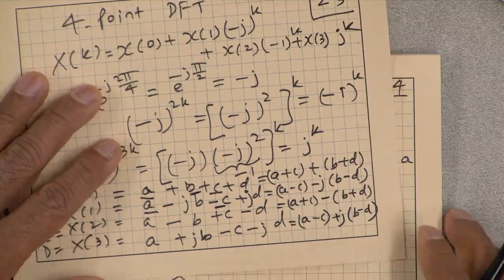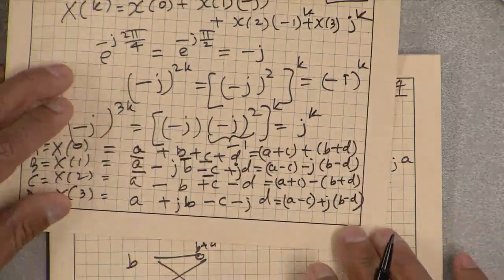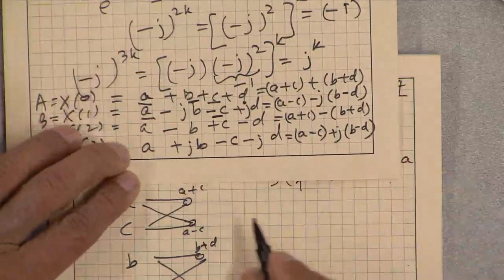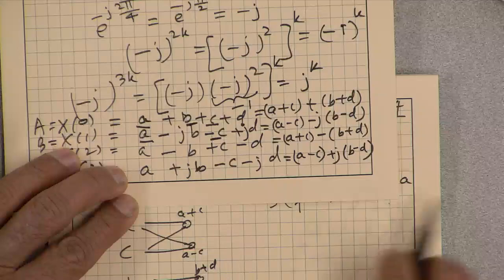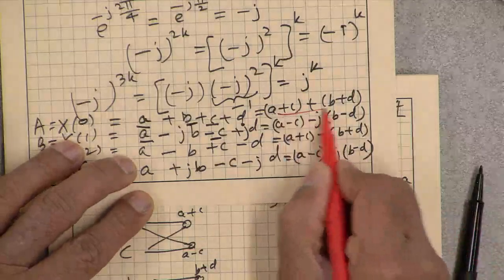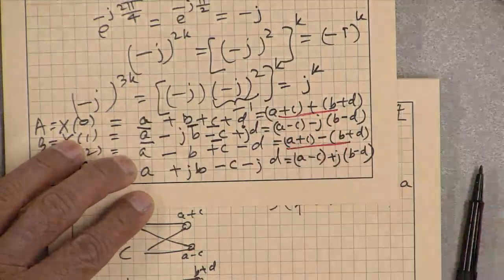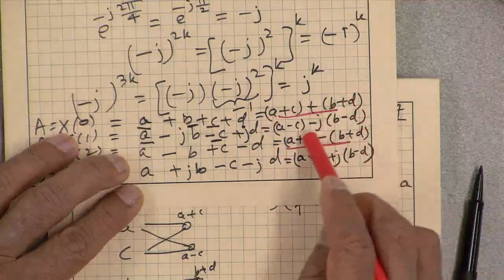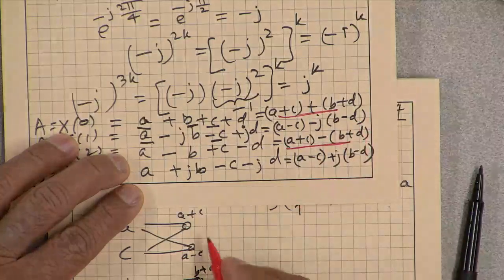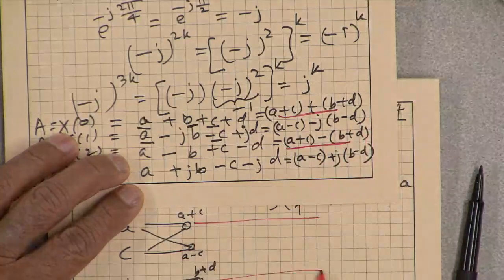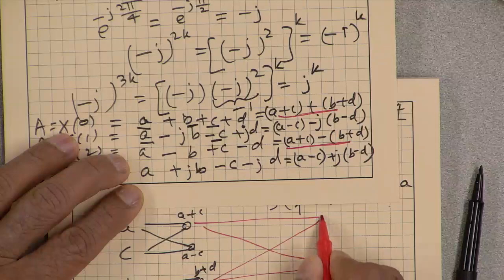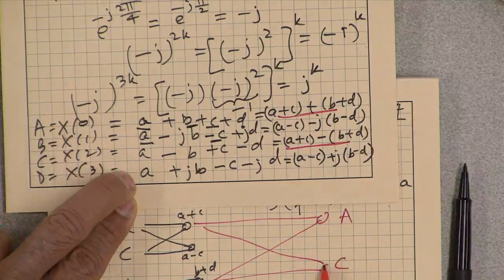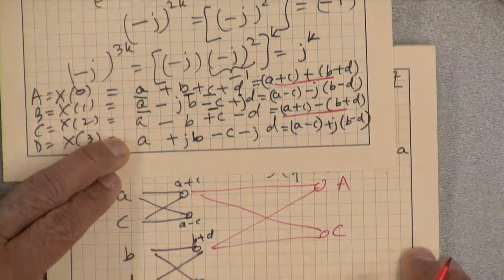Okay, we have these quantities A plus C, B plus D, A minus C, B minus D. And so if you look at this quantity and this quantity, that's just another butterfly. Some number plus another number, some number minus another number. So that's just another butterfly, and that's cap A, and that is cap C.